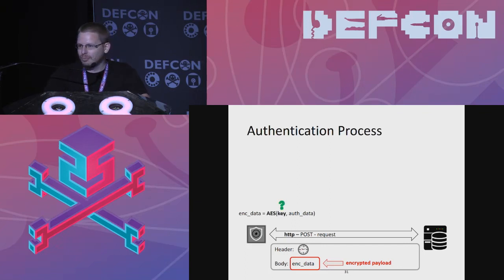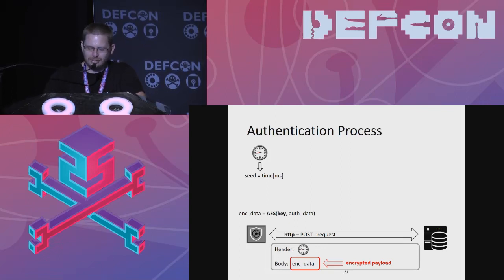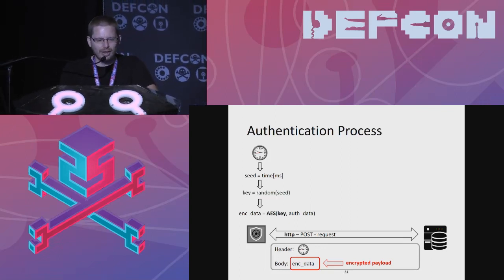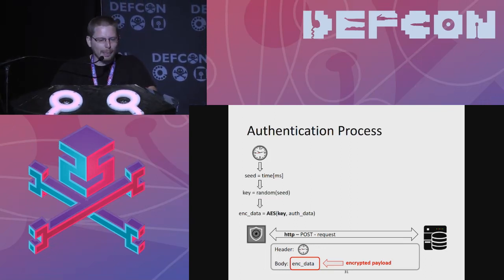There we have different options. Everybody already knows the key. We have some key exchange, or we derive the key from a common secret. In this case, we remember the header, there's a timestamp. The client uses this timestamp as a seed. From the seed, it generates the random key, and this random key is used for AES.